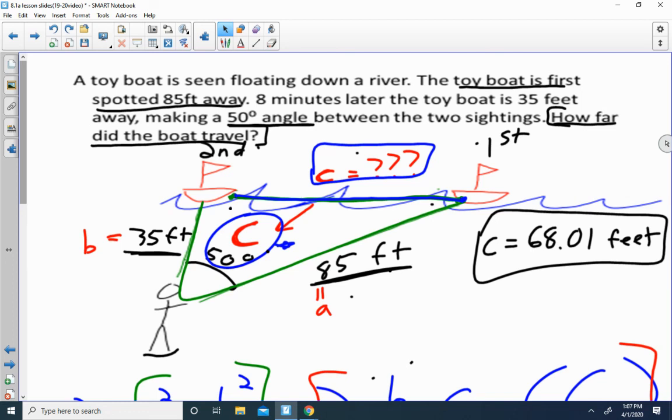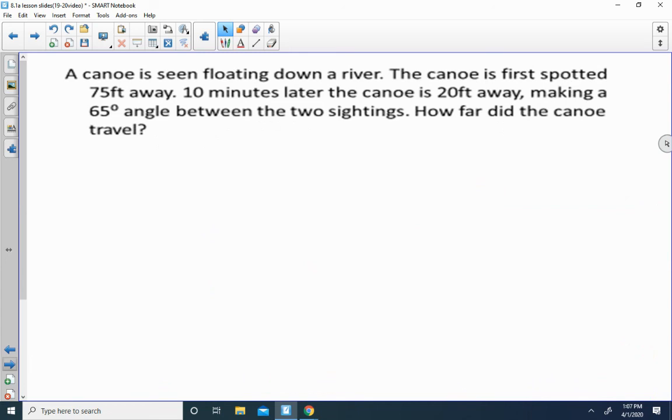So now the last example, very similar. It's basically the exact same problem, only this time it's a canoe. And also the spottings have different distances. The first spotting was 75 feet. The second spotting was 10 feet. The angle between them is 65. Basically, go ahead and try this one on your own, doing the exact same stuff. So go ahead, pause the video, and try it yourself.